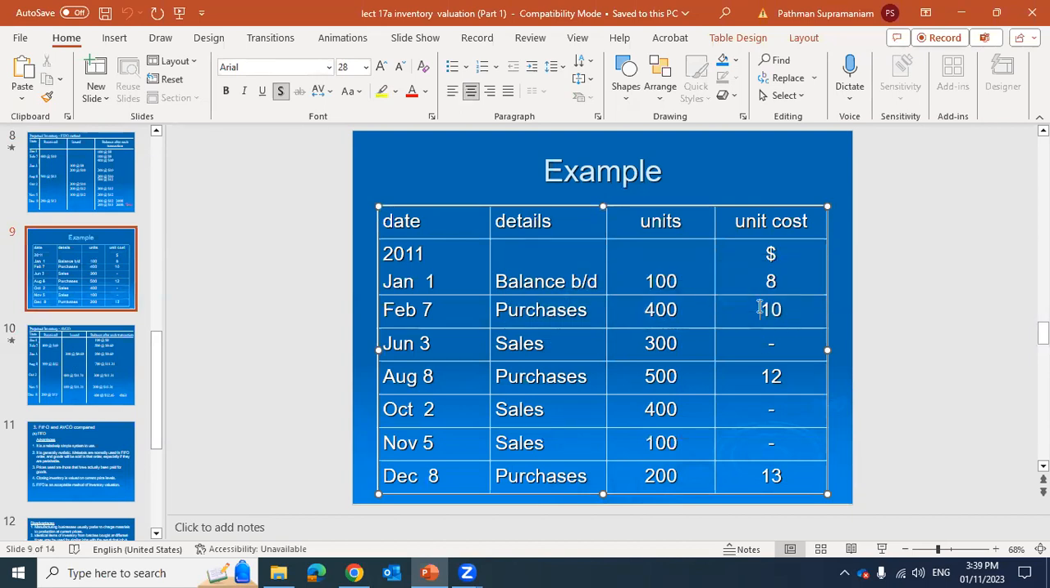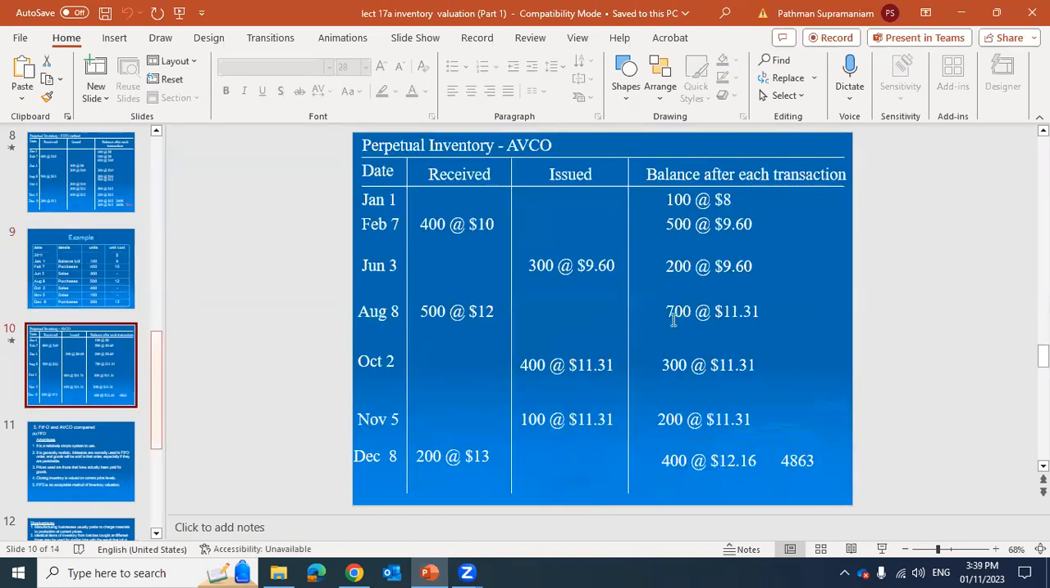Now take note that the unit cost is not the same, right? So now under FIFO, how it works is each time we purchase new groups of inventory at a different cost per unit, we need to calculate the average cost per unit. Okay, so the average cost per unit.